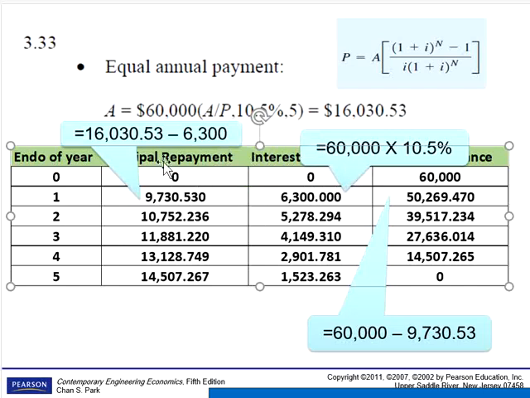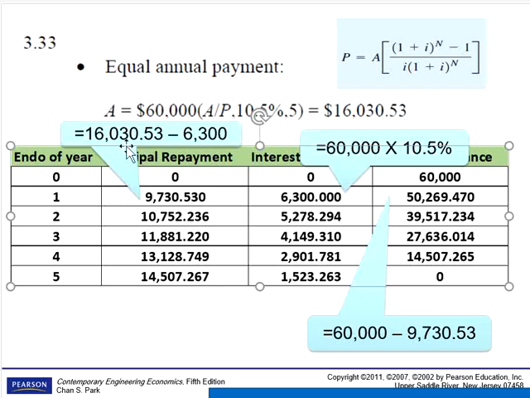You will see this is principal repayment, this is interest repayment, this is our balance, which is 60,000, the amount of loan. In the first installment, which is this one, 16,030.53, how much is the interest payment? It is 10.5% of 60,000. So 60,000 times 10.5%, this is the amount of interest. This is how you first solve this column, you get this number.